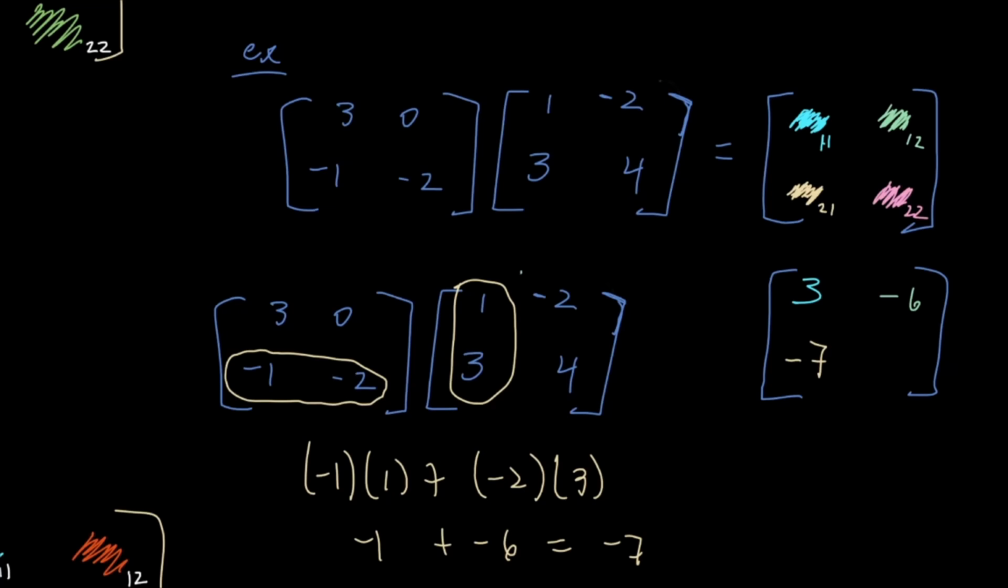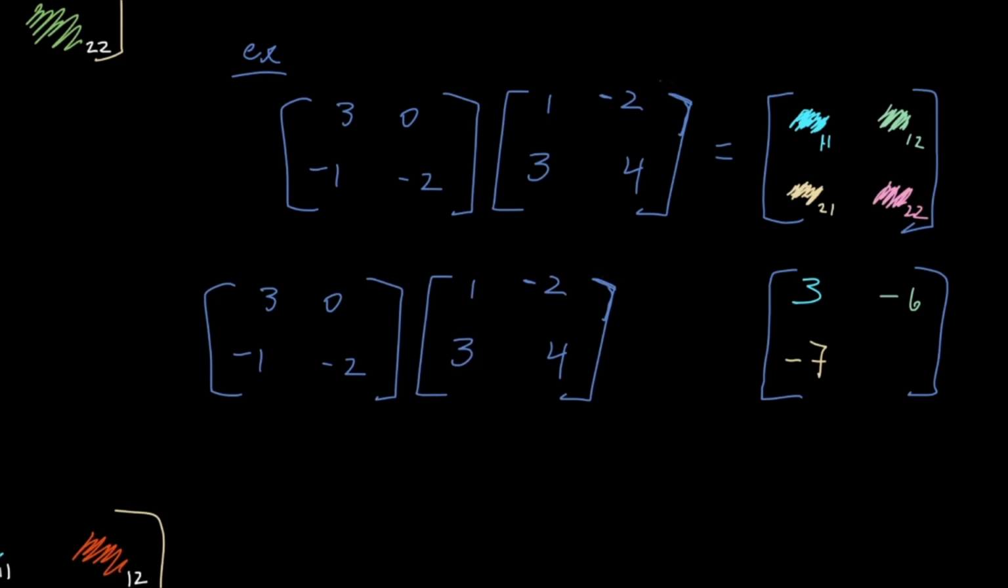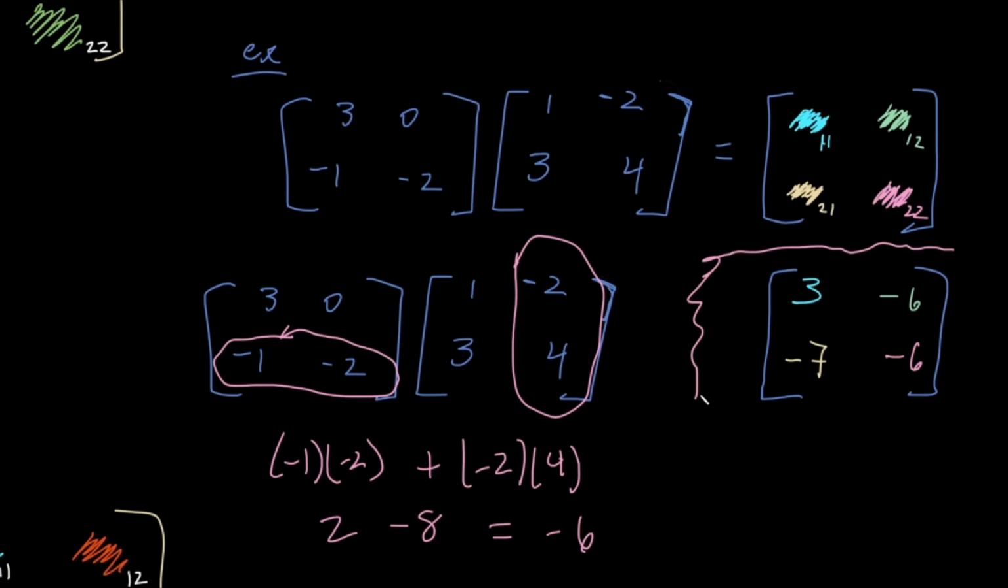And lastly, we can do pink. So we're in the bottom right, so we need to use the bottom and the right. So I get negative 1 times negative 2 plus negative 2 times 4. So this is positive 2 minus 8. It's negative 6. And here's our answer. I'm going to put it in a little cloud.